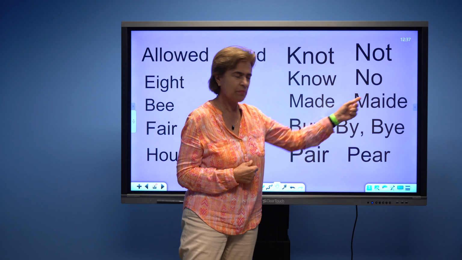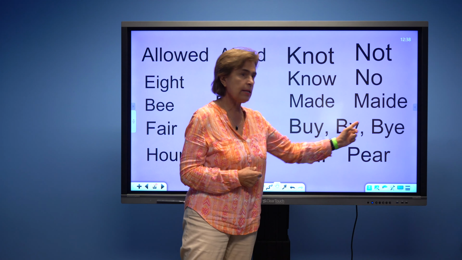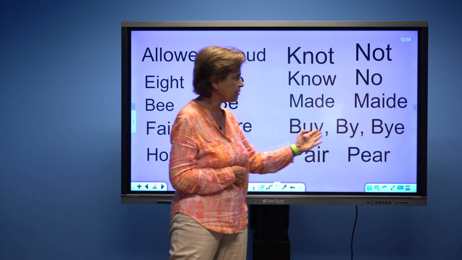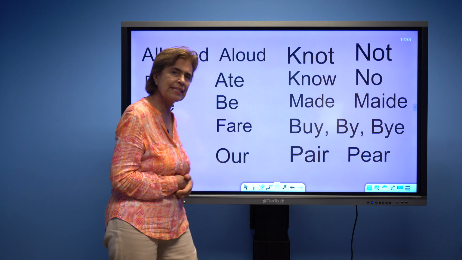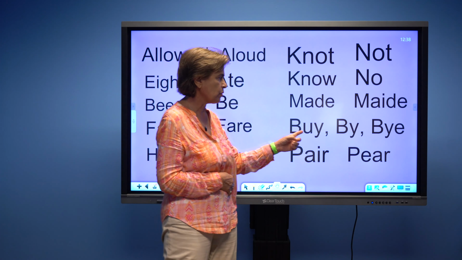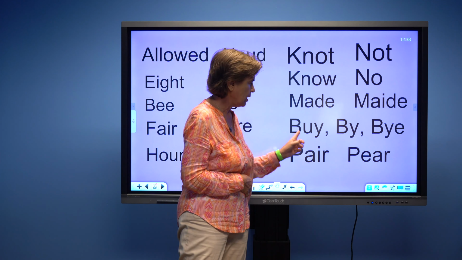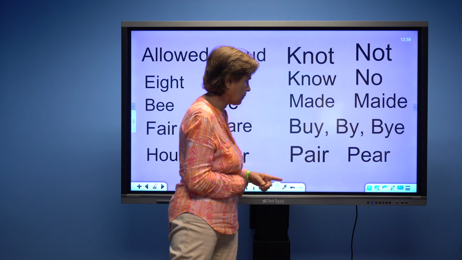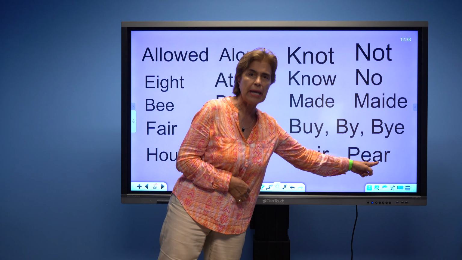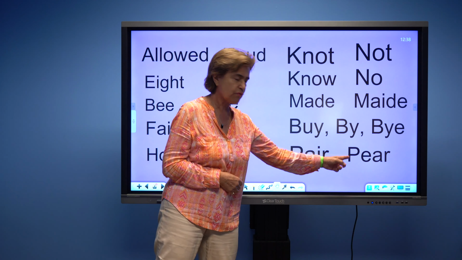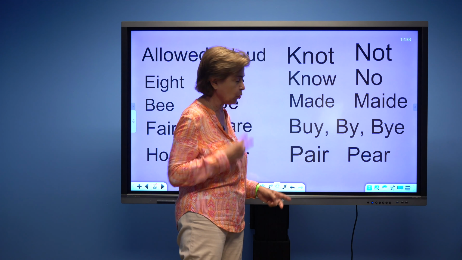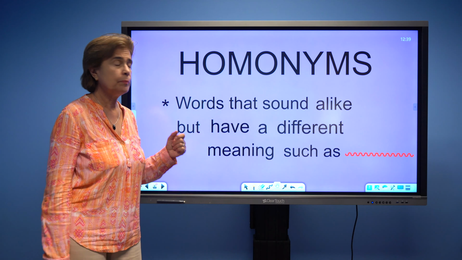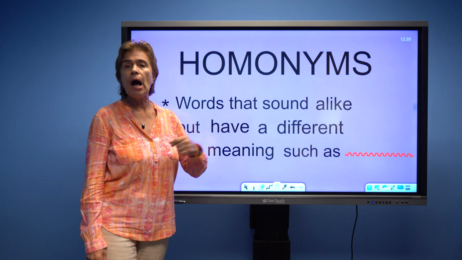Made, maid. Buy, by, and bye. Here is a very good example. These three words are pronounced exactly the same, and they're spelled differently, each one of them. They have a different meaning. Pear and pair. This is the fruit, and this is two. Okay? Here we go.